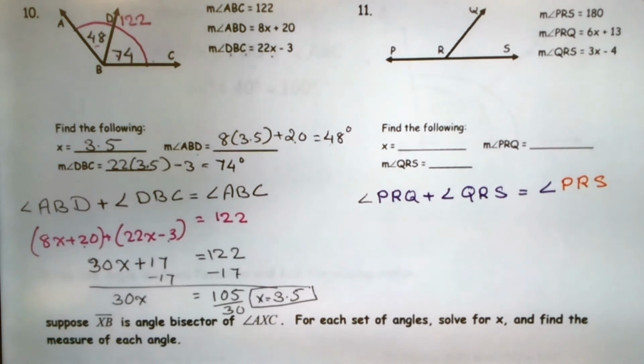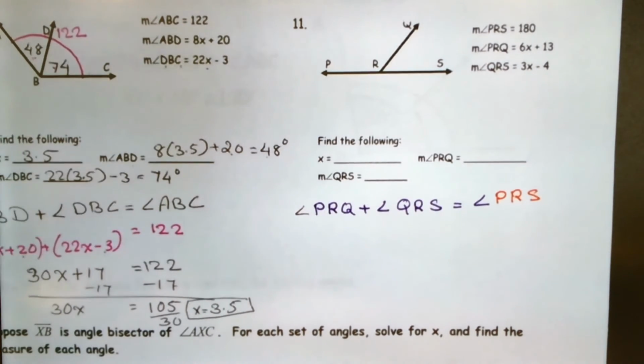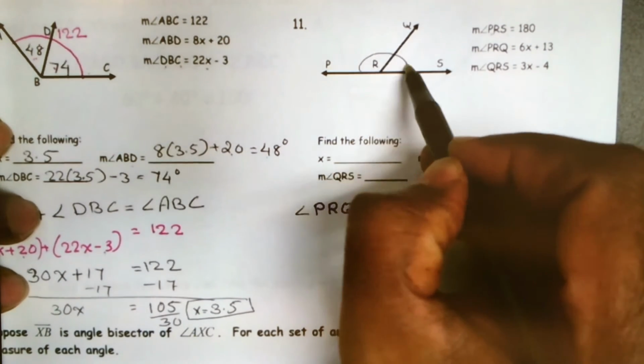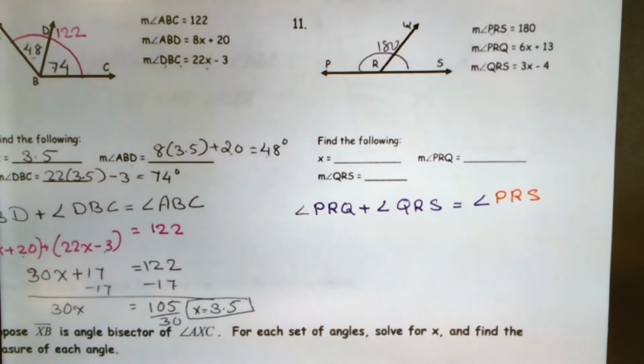So I hope you can try the next question by yourself. So please try that question. The question says that angle PRS, the big angle, is 180. Okay, the straight line. So please pause the video and try to do that, then you come back. Welcome back. I hope you have done this one.